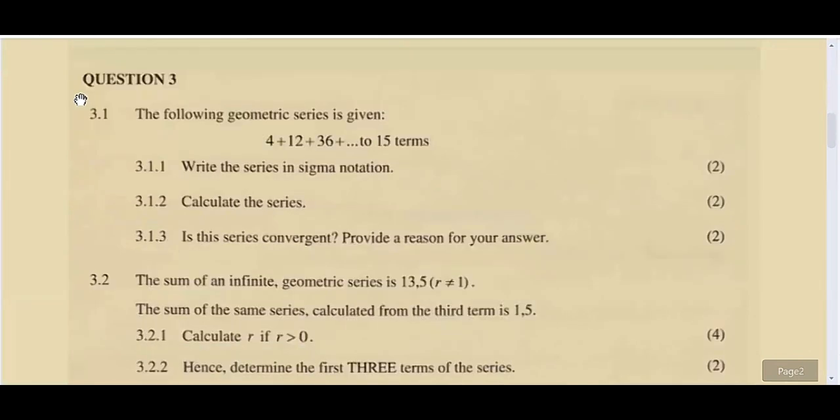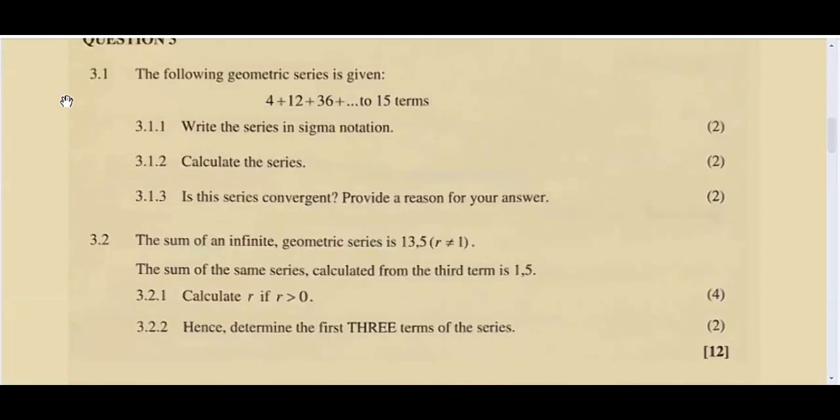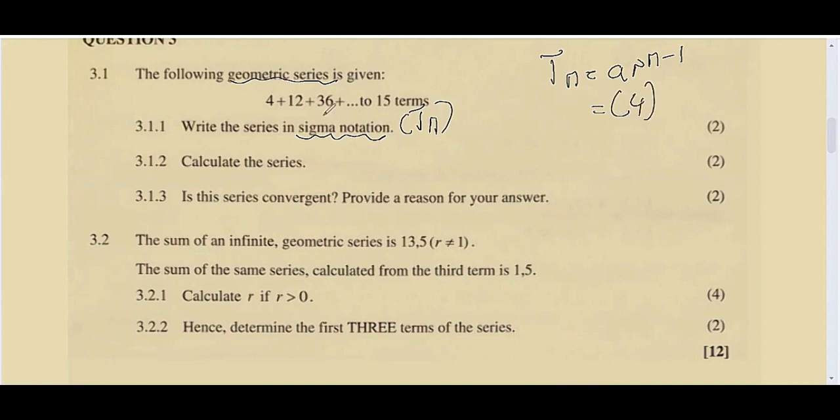We have question 3. It says the following geometric series is given. We have 4, 12, 36, and then all the way up until 15 terms, right? So it says 3.1.1, write the series in sigma notation. Every time we are required to write in sigma notation, what we should actually find is the Tn, the general formula. So this is a geometric series, so we must find the nth term or the general formula for the geometric series.